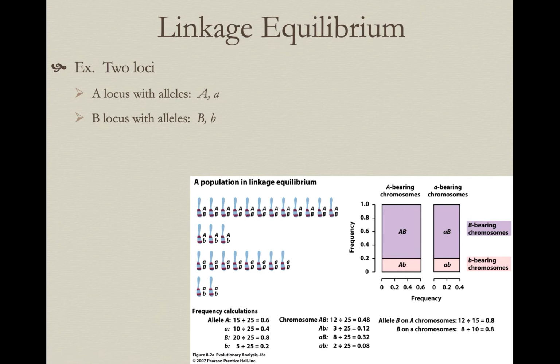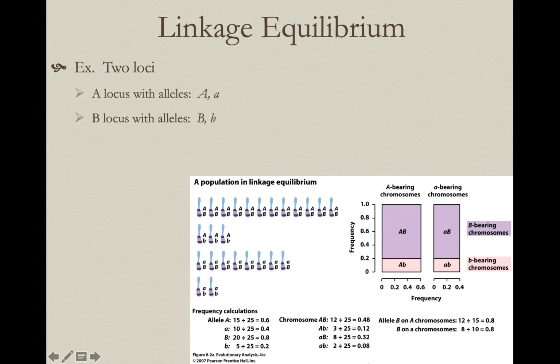So out of these 25 chromosomes, you can calculate the individual allele frequencies by dividing the presence of those by the total number of chromosomes. And so we end up seeing that we have 60% of big A alleles and 40% of little a alleles. For the dominant B, we have 80%, and the recessive B, we have 20%.